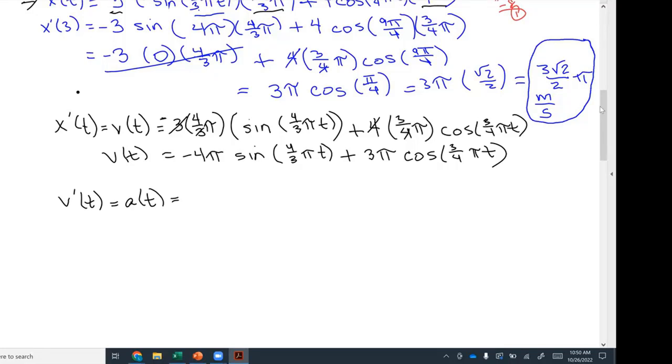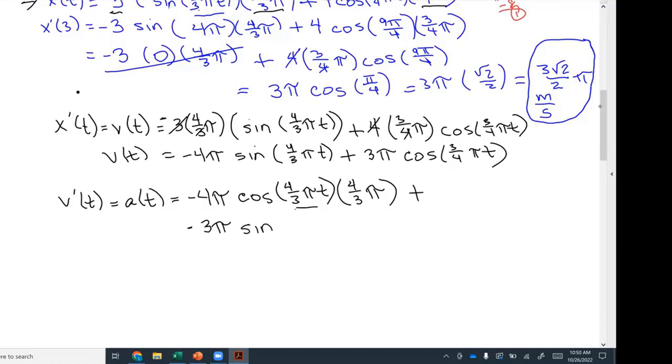And again, we start by saying, first we have a constant. That -4 pi is a constant. The derivative of the sine is the cosine of 4/3 pi t. But we have to multiply by that part there. Plus, I think I'm going to write it underneath here. I hope that's okay with y'all. 3 pi. The derivative of the cosine is the negative sine of 3/4 pi t times 3/4 pi.